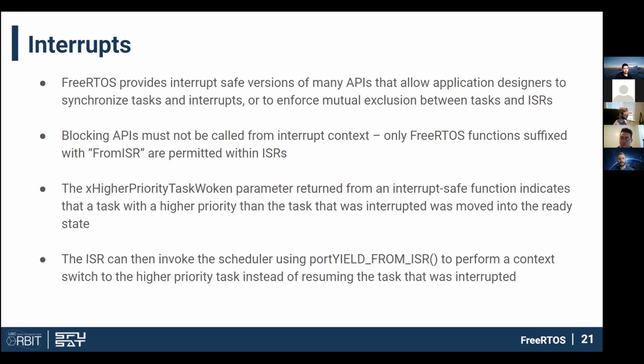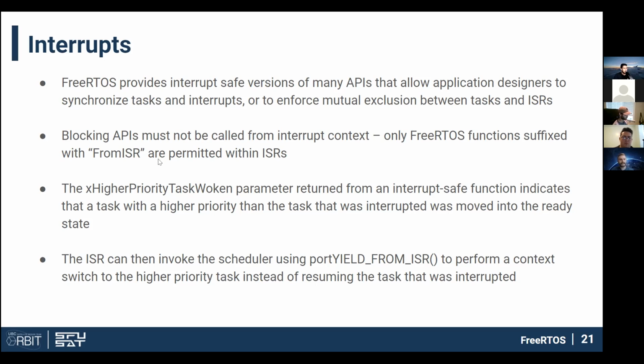Interrupts. So I mentioned this briefly earlier, but FreeRTOS provides interrupt-safe versions of most of its APIs so that you can use these mutex and semaphore APIs to enforce mutual exclusion between tasks and interrupts and to provide synchronization. One thing you have to remember, though, is you cannot use the generic FreeRTOS APIs inside an interrupt. The reason for that is that interrupts cannot block, right? They can't wait until a mutex becomes available. You have to use the special FromISR versions. The difference in those APIs is that they won't block. So if the mutex isn't available, it'll just return an error. And then you have to decide how that should be handled.